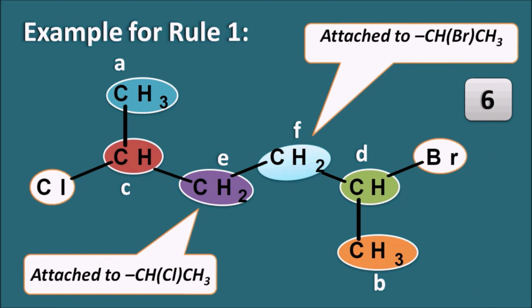In this way, according to rule 1, we have to identify all the chemically equivalent nuclei, and if they are chemically equivalent, then we have to identify whether they are magnetically equivalent or not. And all the magnetically equivalent nuclei will give one NMR signal.